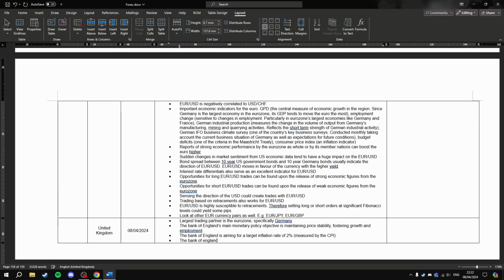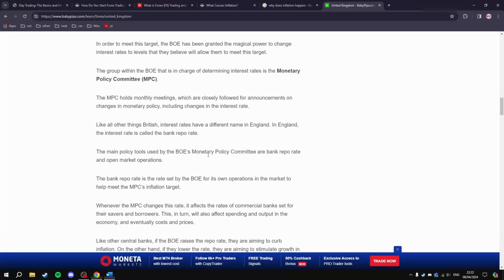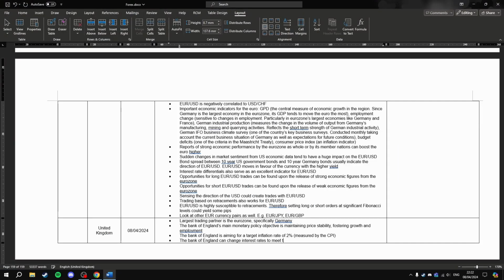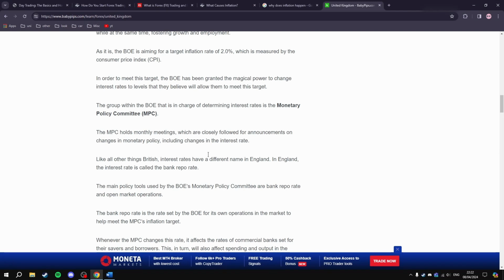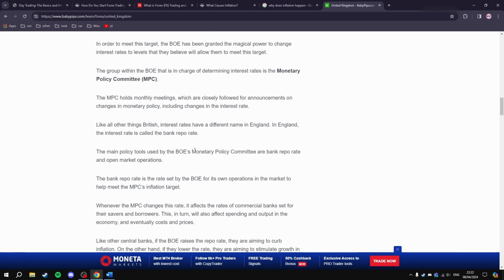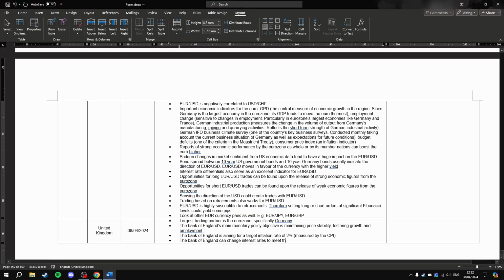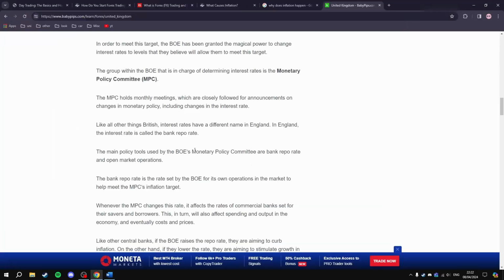The Bank of England can change interest rates to meet the target inflation rate.